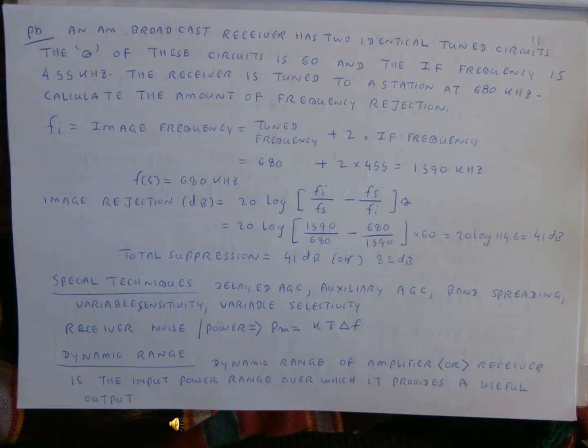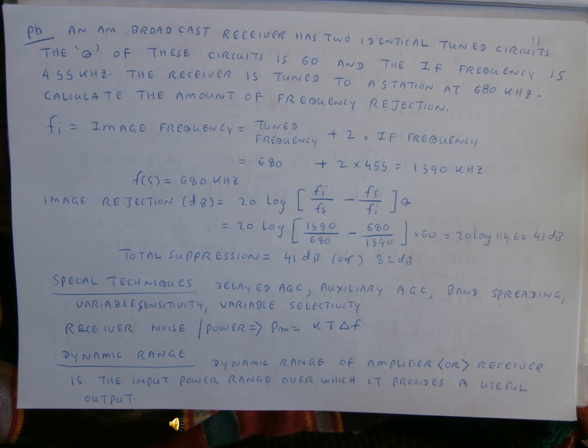We saw this as one problem. The problem is: a broadcast receiver has an identical tuned circuit. The Q of the tuned circuit is 60 and the intermediate frequency is 455 kilohertz. The receiver is tuned to the station at 380 kilohertz. Calculate the amount of image frequency rejection.